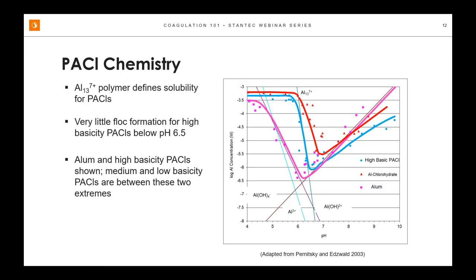If you tried to operate at pH 6 with this polyaluminum chloride, you can see that you're not going to get much flock at all. It's going to stay soluble and in the dissolved form. So you have to have a different pH range for these products. And we show the high basicity side in blue, the alum in purple. If you had a medium basicity product, the solubility line would fall in the middle of those two.